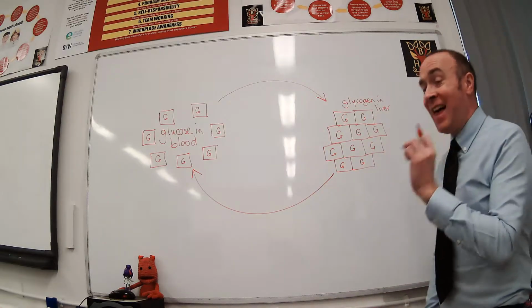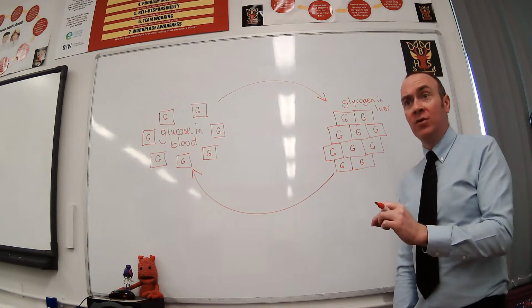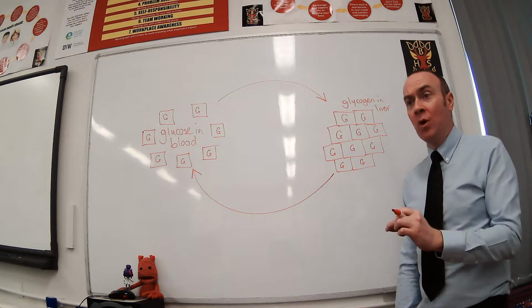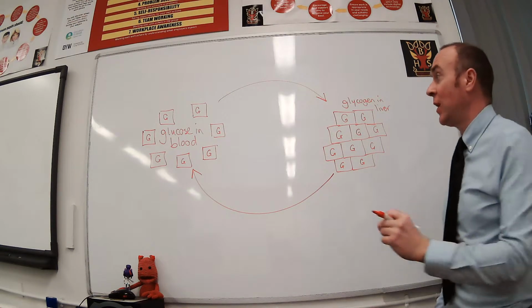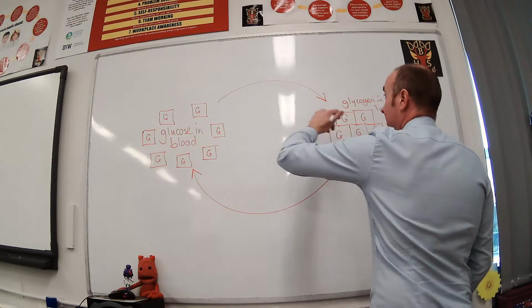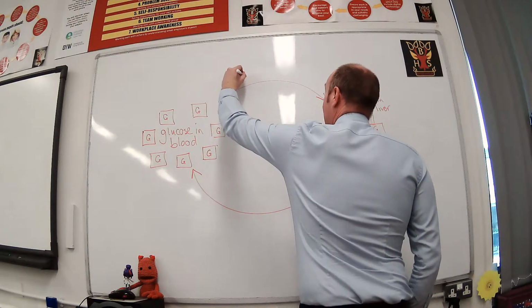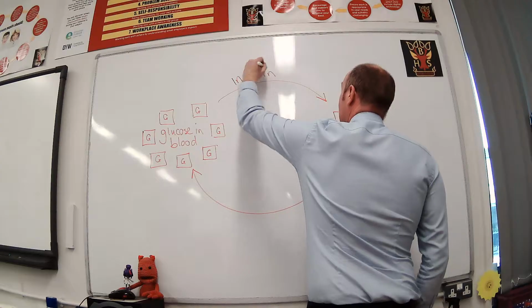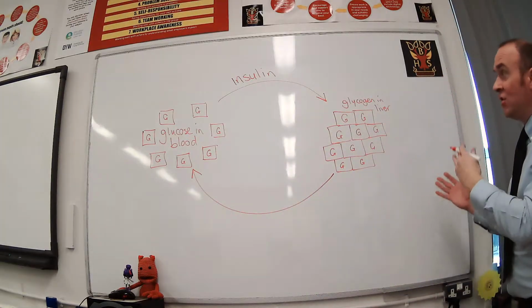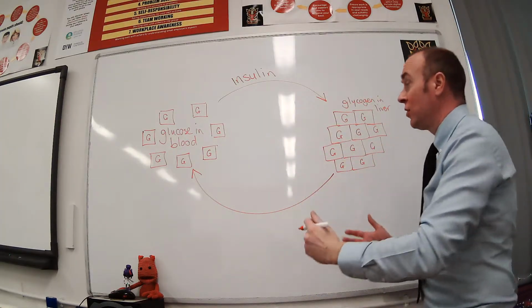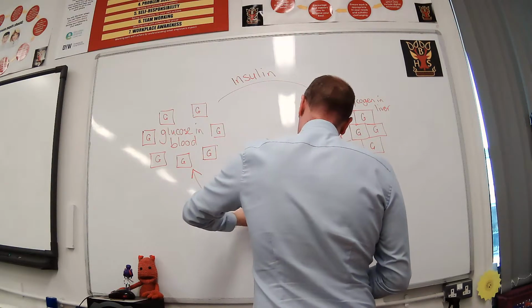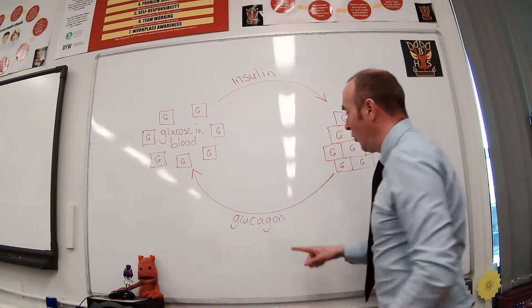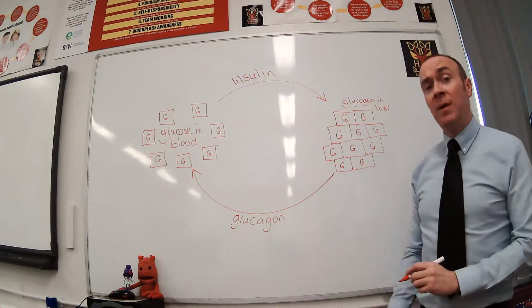Now, at this stage, those of you with National 5 in sight should be able to identify what hormone is responsible for both of those reactions. The glucose being converted into glycogen is caused by insulin, and the glycogen being released into the blood as glucose, the hormone responsible for that is glucagon. And both of these hormones are released by the pancreas.